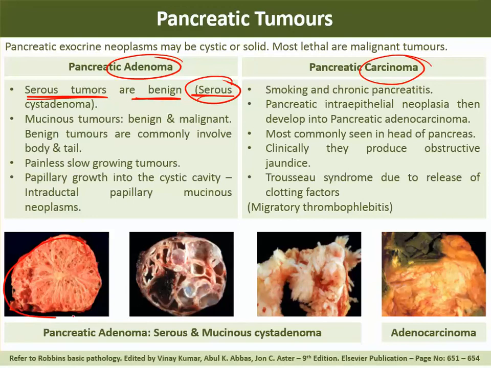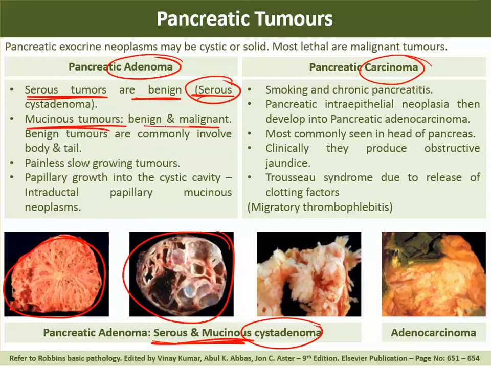See, this is the cut section of the tumor. What you are seeing, small spaces, right? Those small spaces will have some transparent, serous fluid. But here is another cut section of another tumor. You are seeing gel inside. Gel-like fluid, that is mucin. So there are two types of adenoma: serous and mucinous cystadenoma. Normally, serous cystadenoma will not become malignant, but mucinous cystadenoma is the dangerous one. So a mucinous tumor may be benign or malignant.